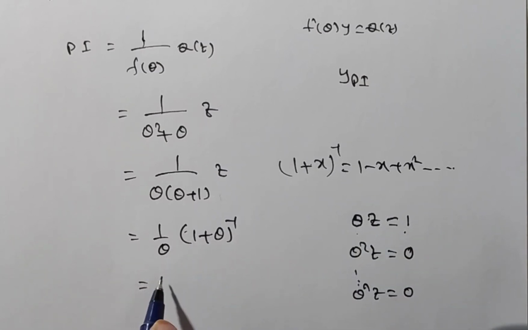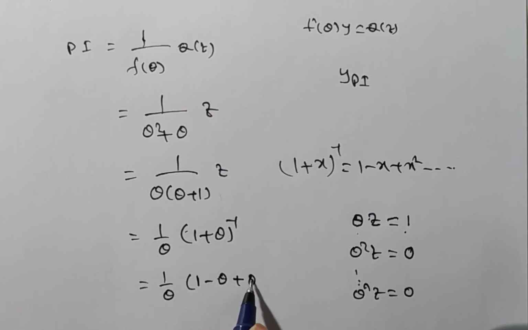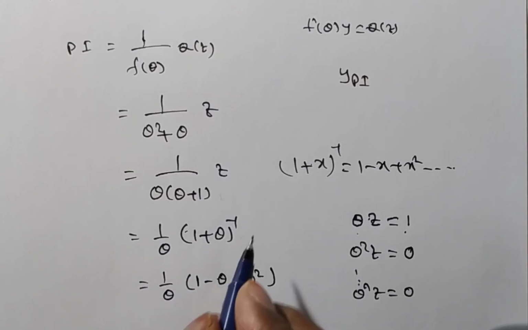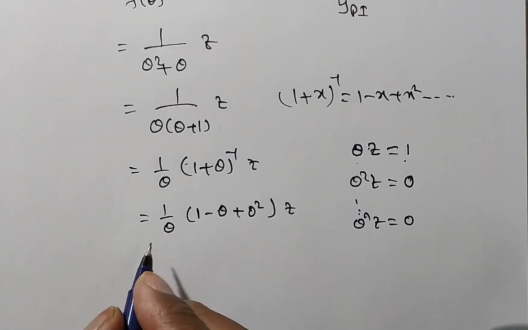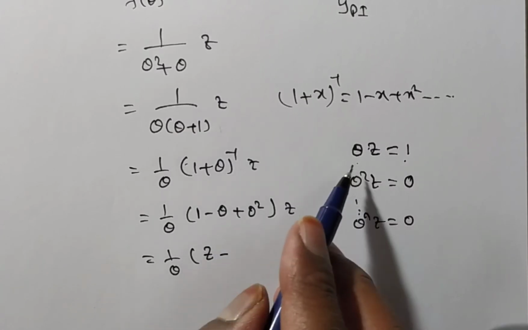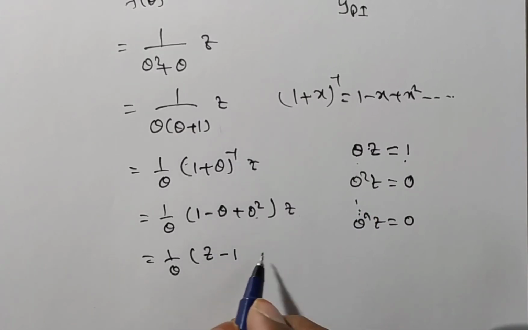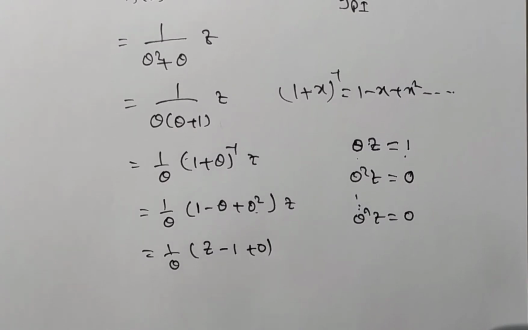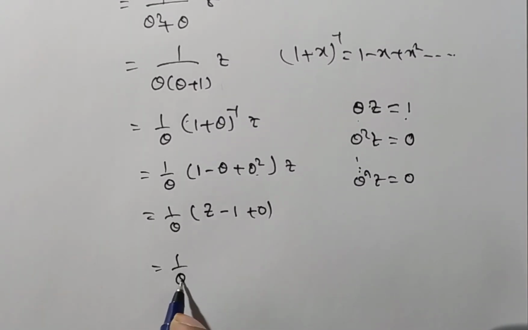Okay. So 1 by theta into 1 minus theta. I am writing theta square also for you, into z, which is left on the right side. Now multiply inside, then you have 1 into z is nothing but z minus theta z. What is theta z? You have 1. Theta square z is nothing but 0. That's it. Now you integrate this one. See, first 1 by theta into z minus 1.